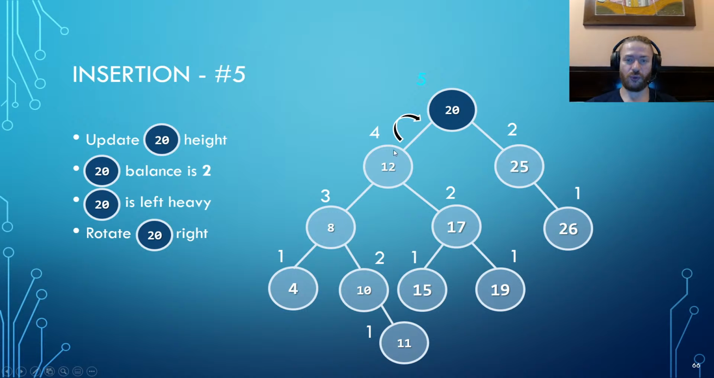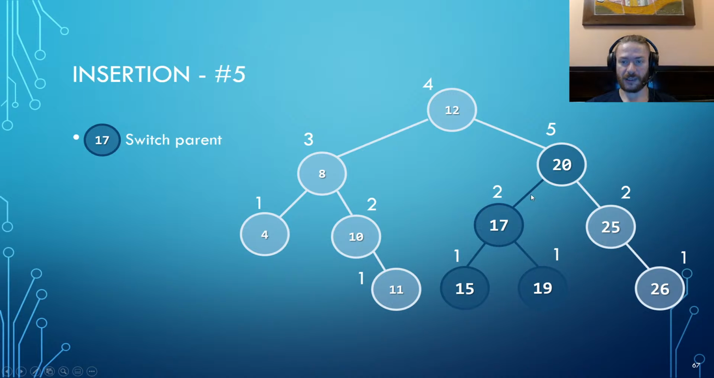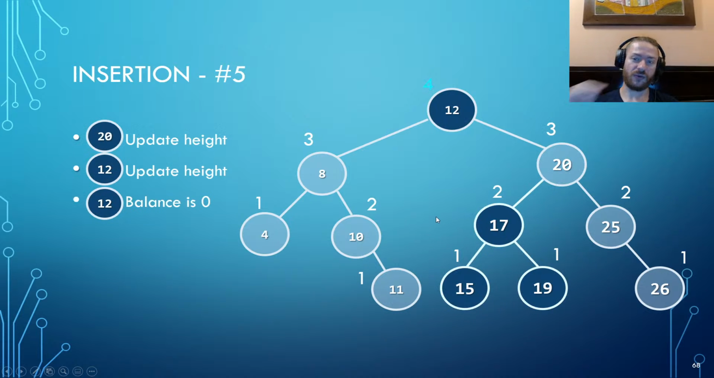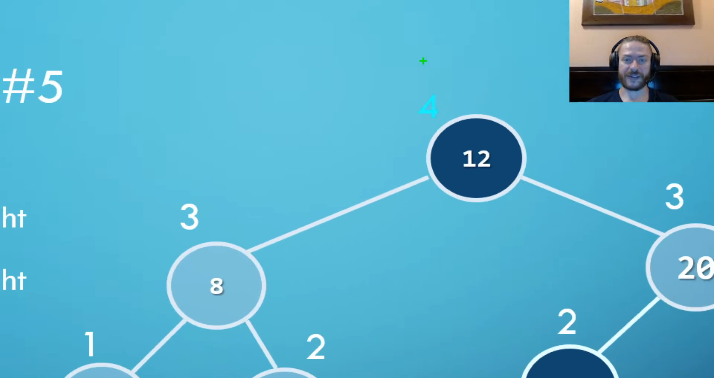We can see that 12 went up, 20 went to the right, and the child here now becomes the child here, like this. And now the balance is restored. The AVL tree is completely balanced. Of course, we need to update the height of all of these moved elements. And now the balance is 0.